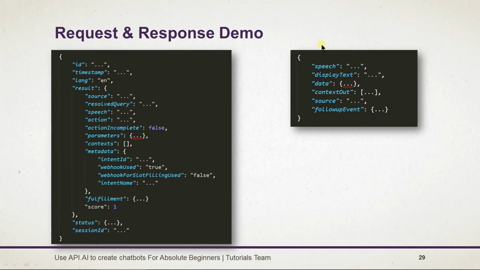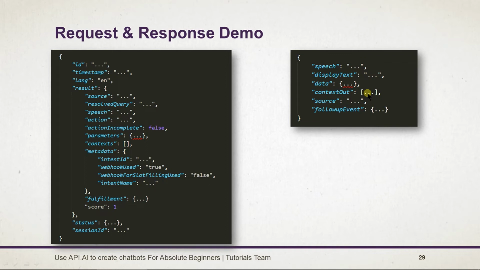Here is an example of the response, in which speech contains the text that will be played if the user talks with our bot instead of typing. Display text contains the text that will be displayed on the bot. Usually, in most cases, both will contain the same value. Data contains some additional data that you want to pass. It will not be used by API.AI itself, but it may be required by another bot.